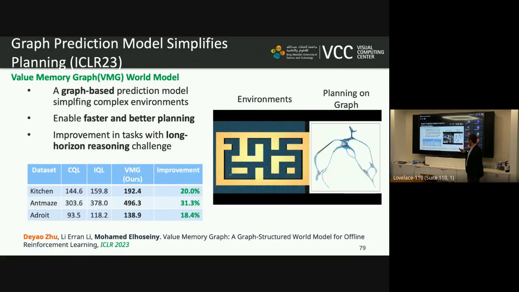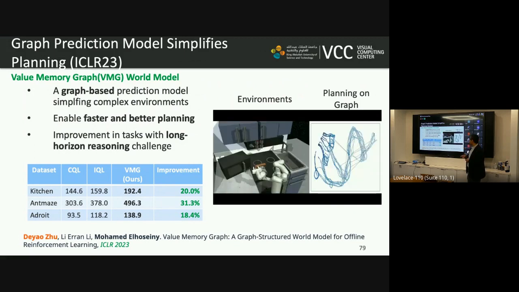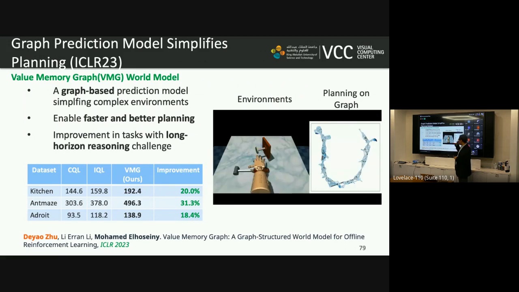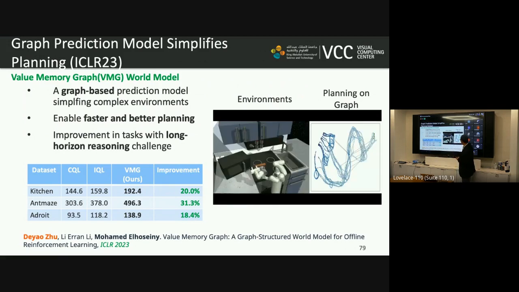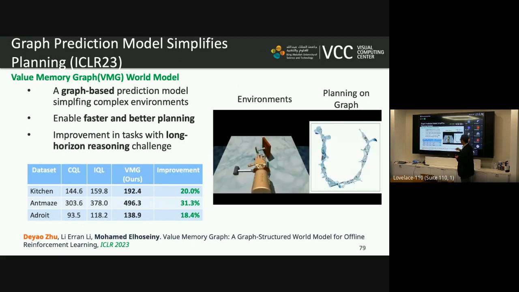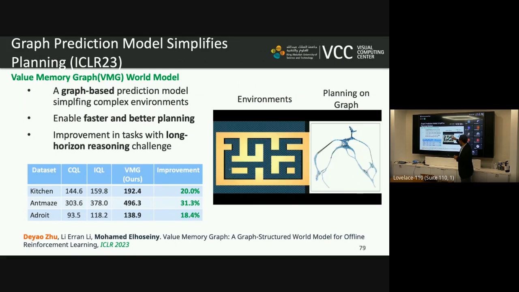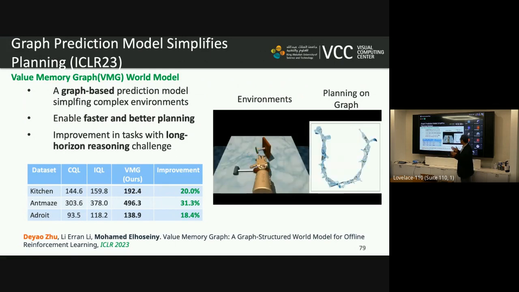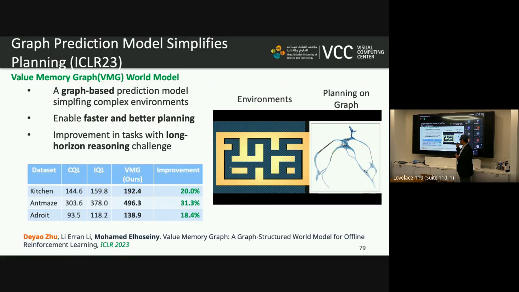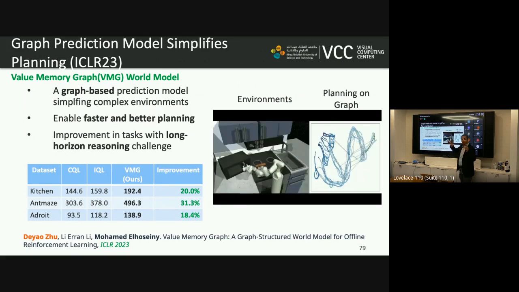I have a paper, very likely 2022, about using graph structures to simplify planning: value memory graph as a world model. Basically, you're trying to learn a representation with a contrastive learning approach, a latent space for subgoals. With subgoals, you have a task and you break it down into multiple tasks, and you want to find a way to execute this set of tasks together. So this paper introduces a way to train the representation of the state space, and then you cluster them to define a graph.